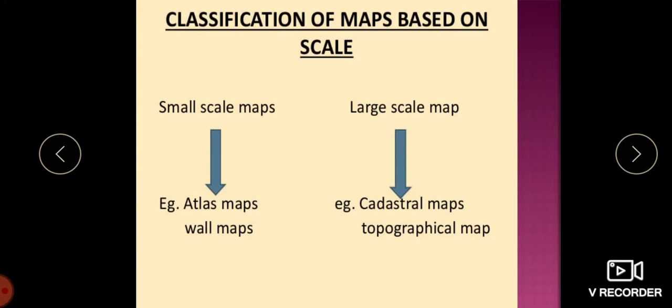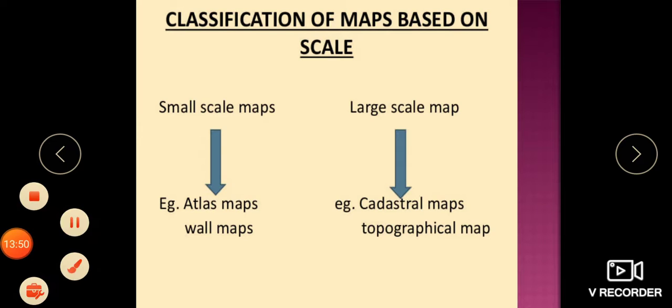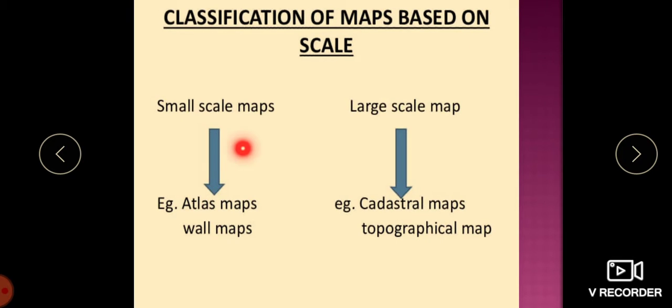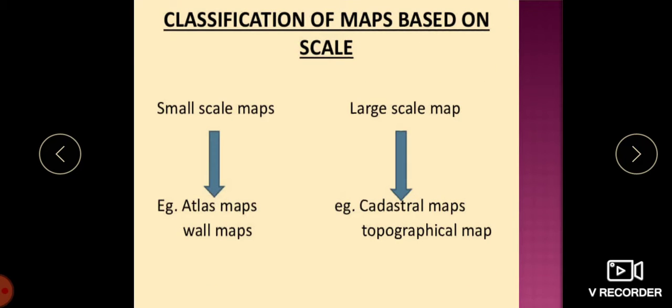Now let us move on to the classification of maps based on scale. So we have here two, on the basis of scale and purpose. It is classified into two: small scale maps and large scale maps. For example, we have atlas maps and wall maps as small scale maps. Large scale maps, we have the cadastral maps and the topographic maps. So in the next class, children, we will study about the types of maps in detail. Thank you, children.